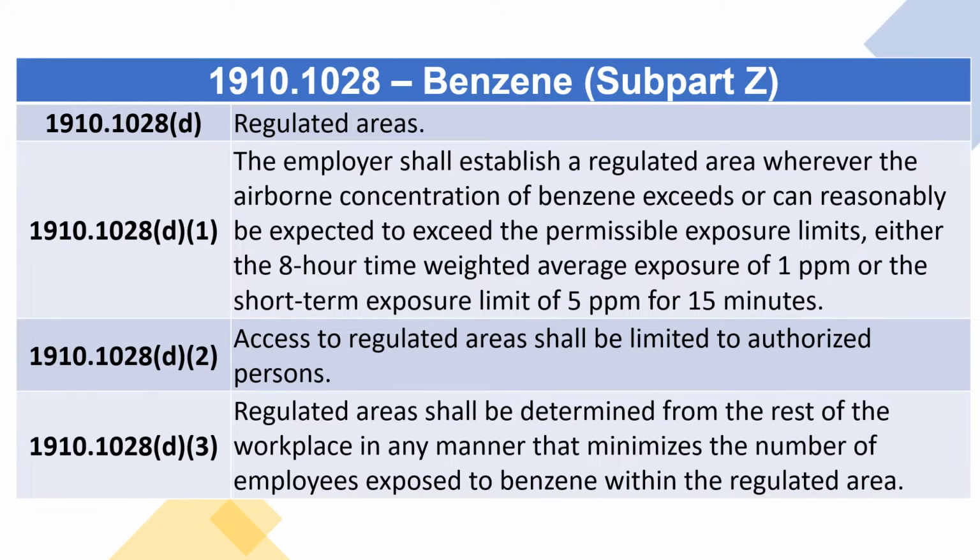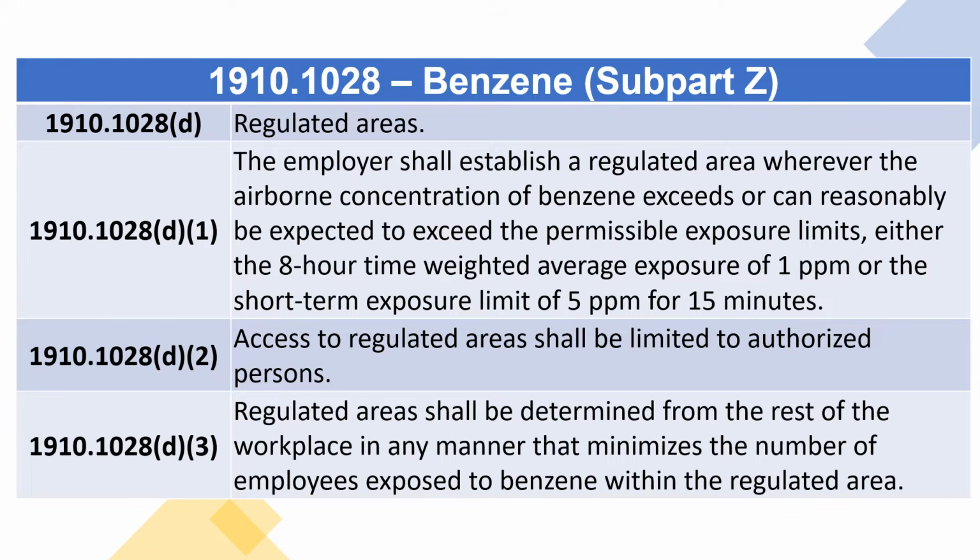1910.1028 D. Regulated areas. 1910.1028 D1. The employer shall establish a regulated area wherever the airborne concentration of benzene exceeds or can reasonably be expected to exceed the permissible exposure limits, either the 8-hour time-weighted average exposure of 1 ppm or the short-term exposure limit of 5 ppm for 15 minutes.